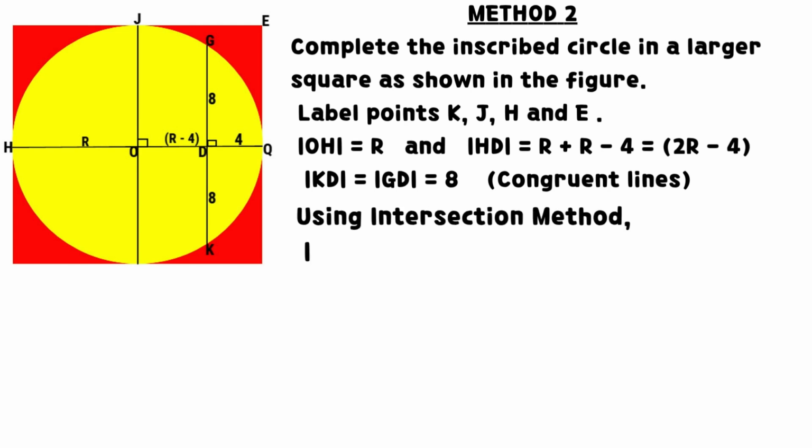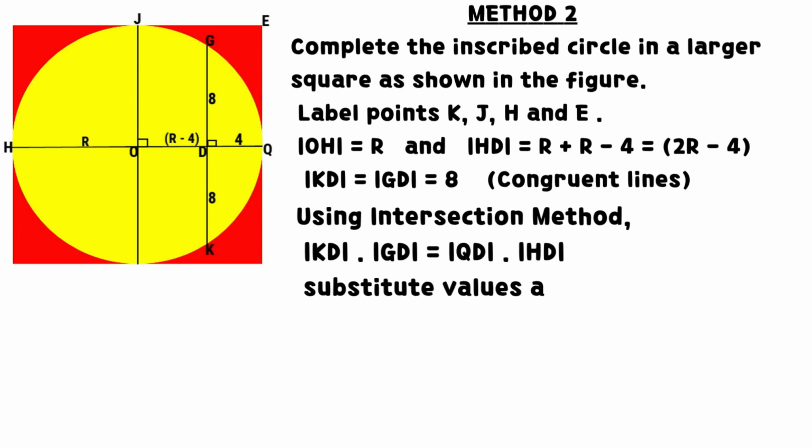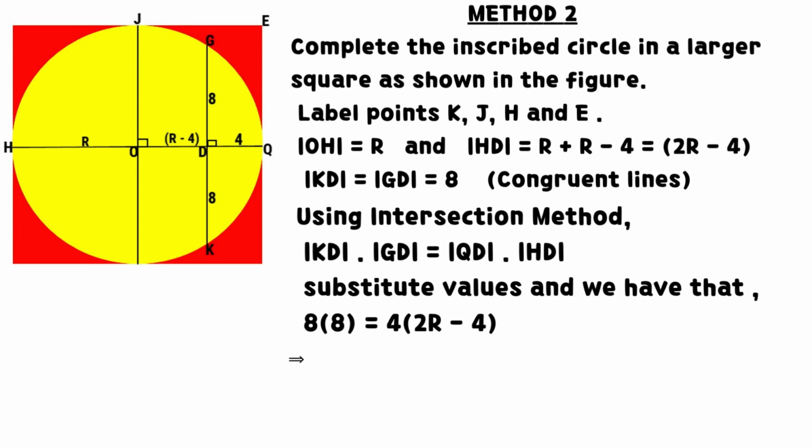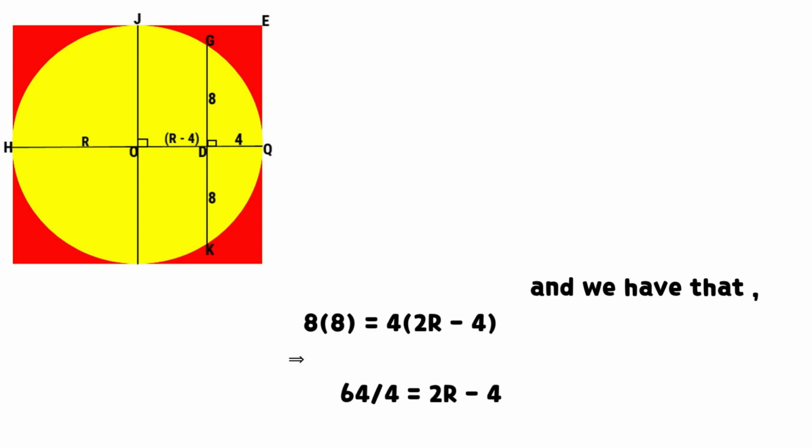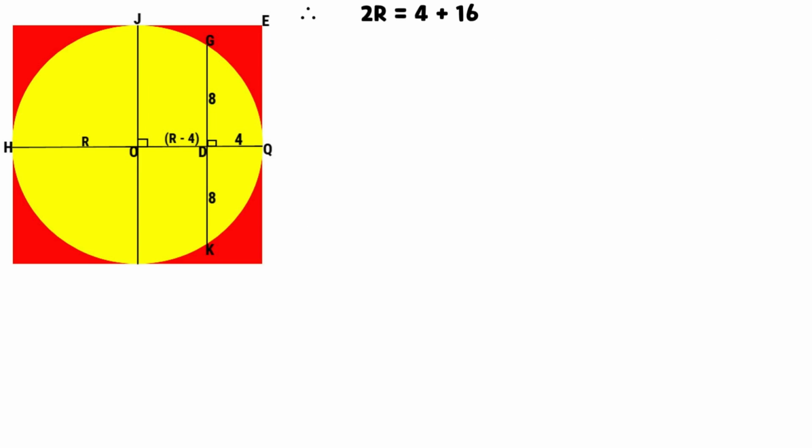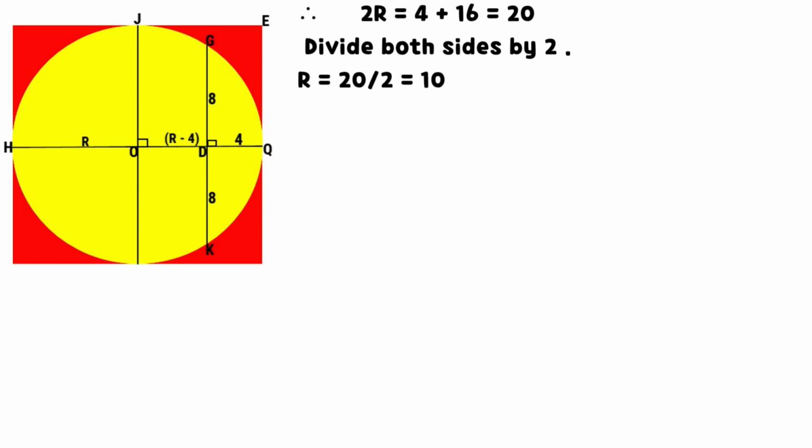Using intersection method, K, D times G, D equals Q, D times H, D. Substitute values and we have that 8 times 8 equals 4 times 2 times R minus 4. This implies that 64 divided by 4 equals 2 times R minus 4. Therefore, 2 times R equals the sum of 4 and 16, which equals 20. Divide both sides by 2. R equals 20 divided by 2, which equals 10 units.